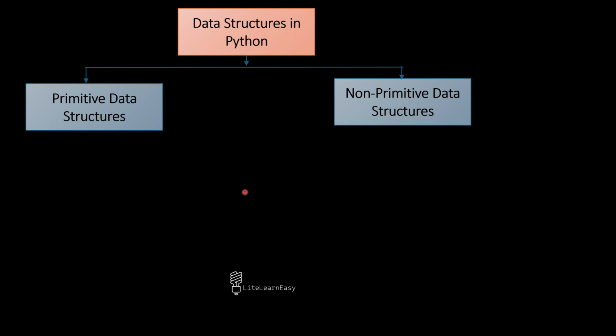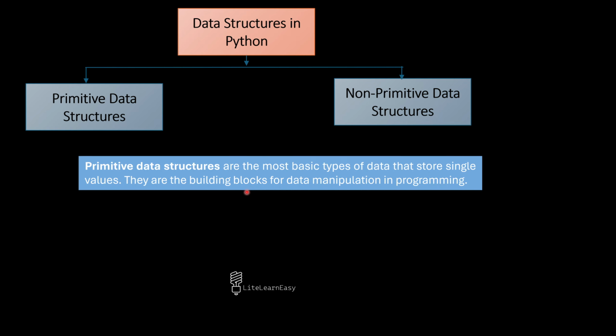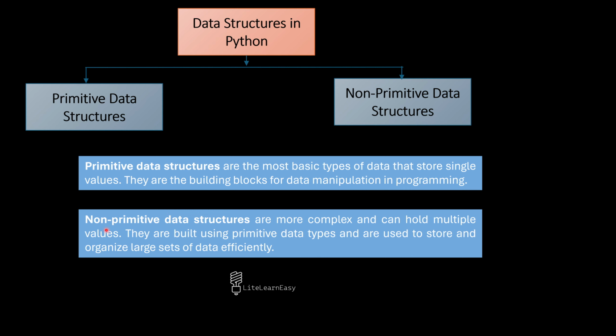Data structures in Python are classified into two classes: primitive data structures and non-primitive data structures. We need to understand the definitions of these classes. Primitive data structures are the most basic type of data structure that stores single values, and how to save those values is actually done by the non-primitive data structures, which are more complex and can hold multiple values in them. So let me share a simple example with you to understand more about primitive and non-primitive data structures using the Python programming language.